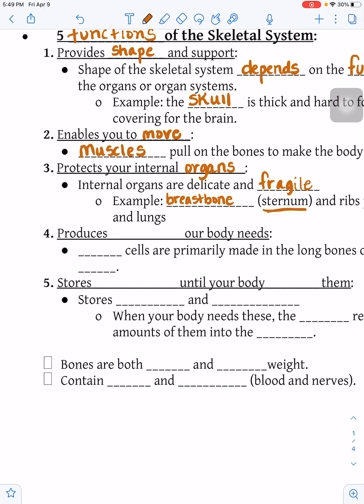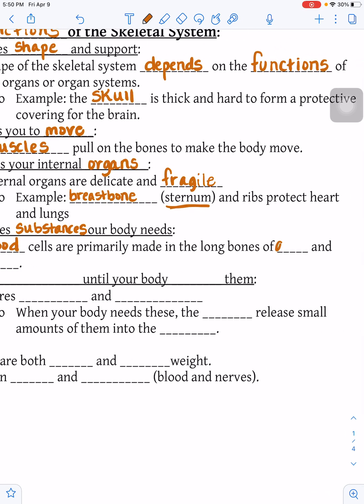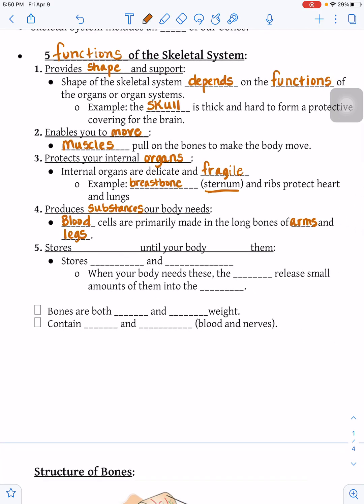Number 4, it produces substances our bodies need. So let's hear what these substances are. The bones produce blood cells. They're primarily made in the long bones of your arms and legs. Blood cells are primarily made in the long bones of arms and legs.